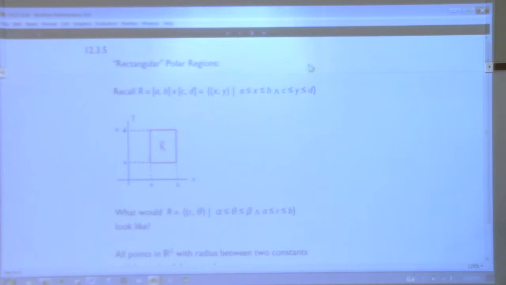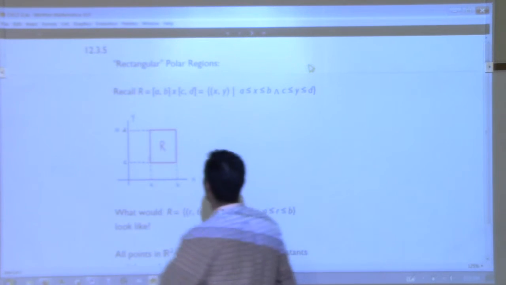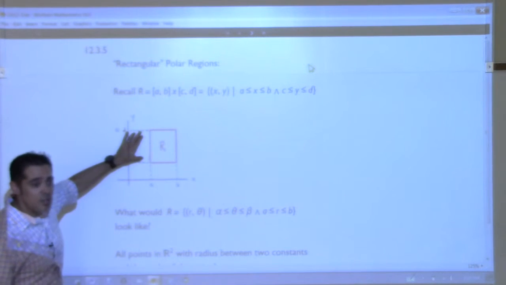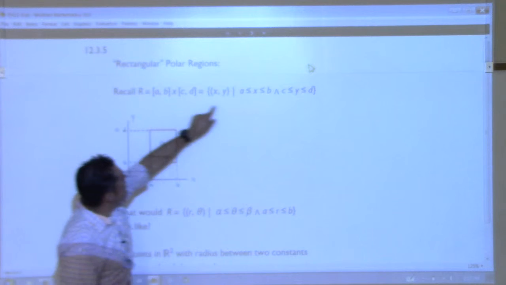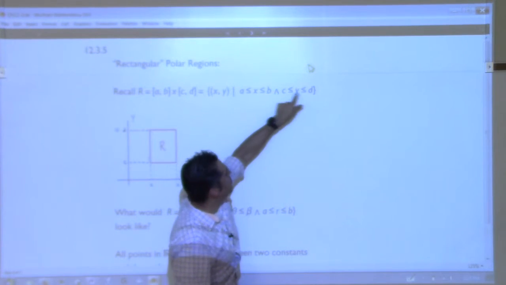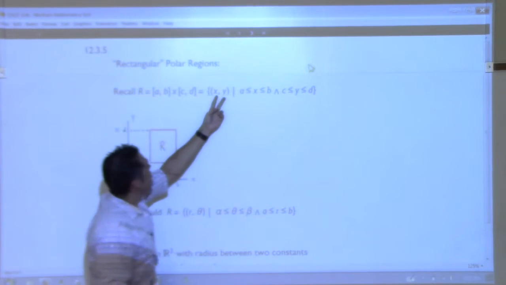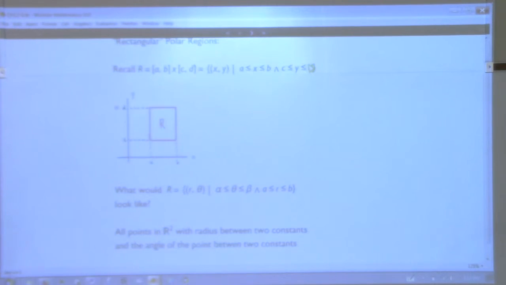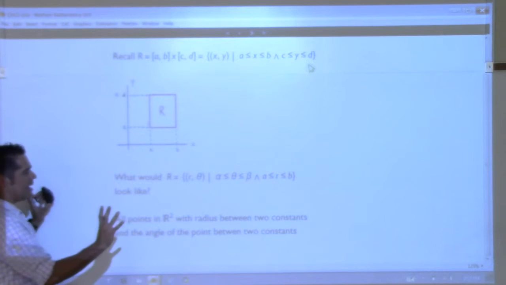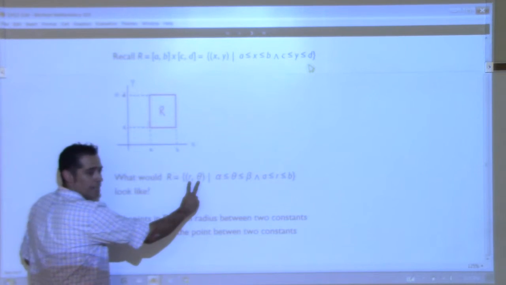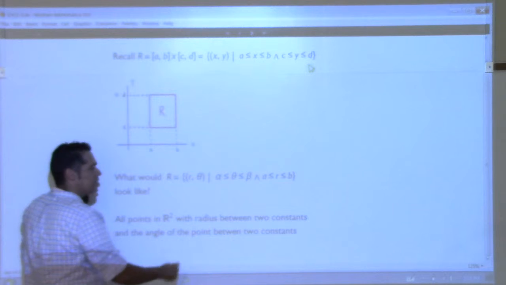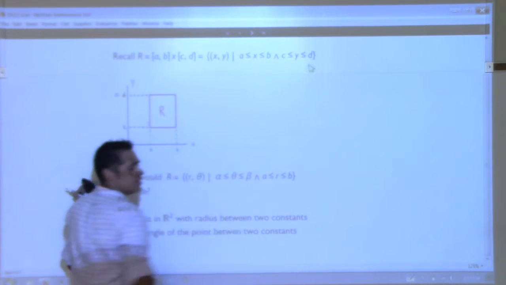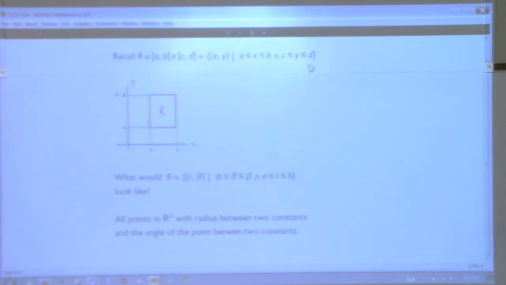So, remember when we said that a rectangle in Cartesian coordinates, the way we wrote it was, x is between two constants, y is between two constants. Here, x and y is a Cartesian point. My question to you is, what would it look like if I gave you a polar point, an r and a theta? I told you the theta was between two constants and the radius was between two constants. What does that region look like?